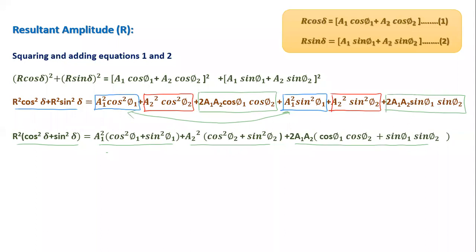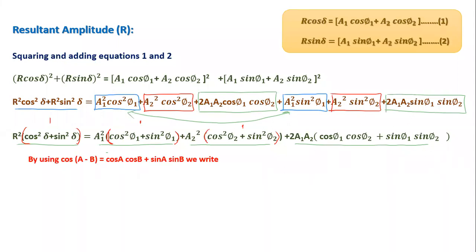Now here we have to substitute. You know that cos square delta plus sin square delta is 1. As well as cos square phi 1 plus sin square phi 1 is also 1. And cos square phi 2 plus sin square phi 2 is 1. Okay, so let me substitute.